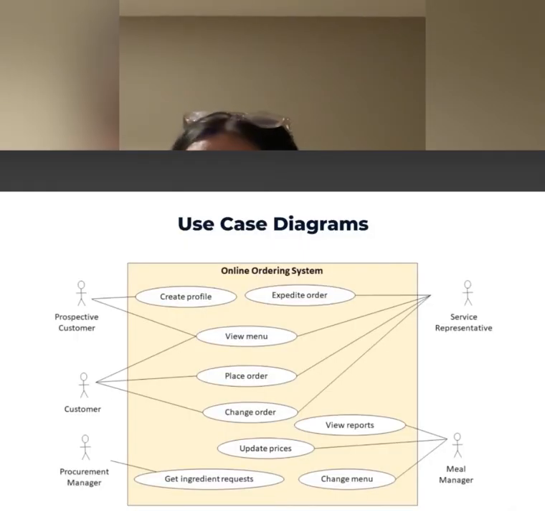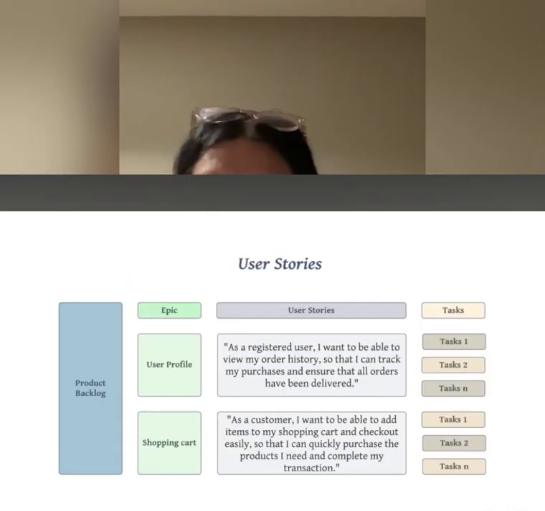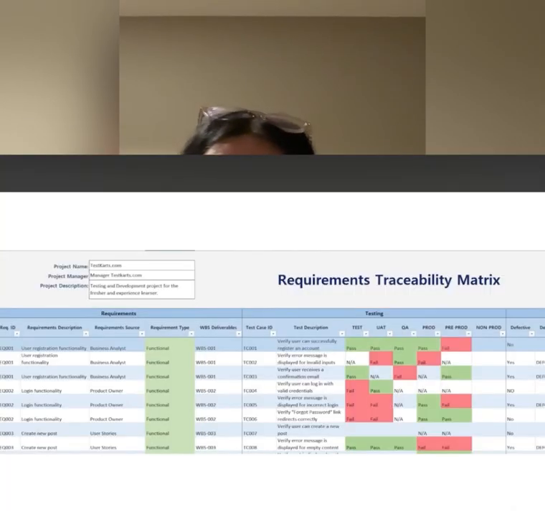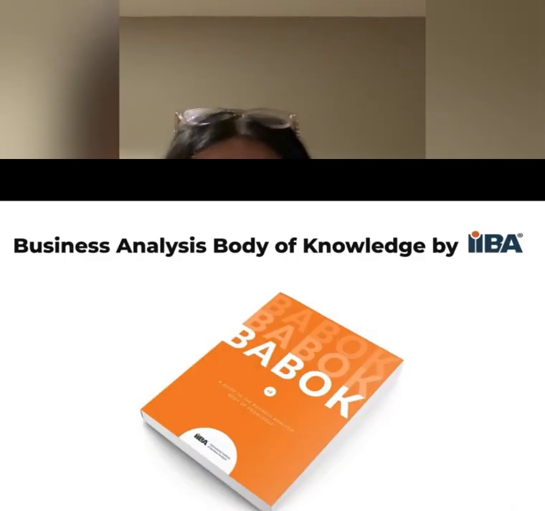So to document these requirements clearly, business analysts use tools like user stories, use case diagrams, and requirement traceability matrices, also known as RTM. The RTM helps track every requirement and connect it back to the business objective, so nothing should get missed. At this stage, it is also helpful to follow the BABOK guide, the Business Analysis Body of Knowledge, which is a global standard for business analysis practice.